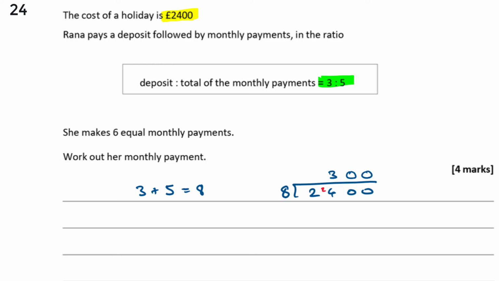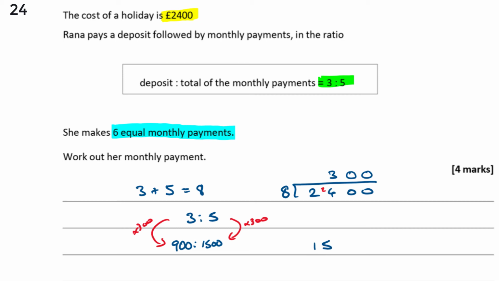So taking our ratio of 3 to 5 and scaling it up by a factor of 300, 3 times 300 is £900 for the deposit, and 5 lots of 300 is 1,500 for the monthly payments. So we've got £1,500 to pay in monthly payments, and we're paying it in 6 equal monthly payments. So now we've got to divide our 1,500 by 6.